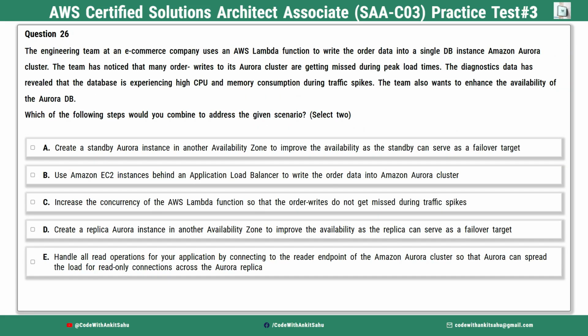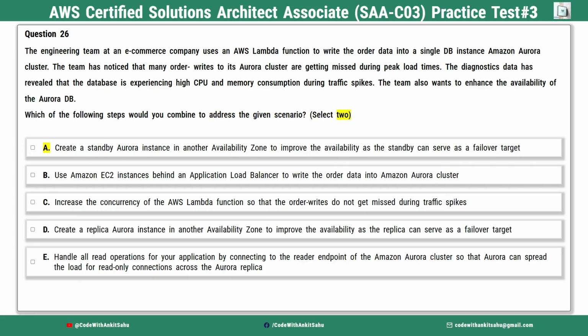Question 26. The engineering team at an e-commerce company uses an AWS Lambda function to write the order data into a single DB instance Amazon Aurora cluster. The team has noticed that many order writes to its Aurora cluster are getting missed during peak load times. The diagnostics data has revealed that the database is experiencing high CPU and memory consumption during traffic spikes. The team also wants to enhance the availability of the Aurora DB. Which of the following steps would you combine to address the given scenario?